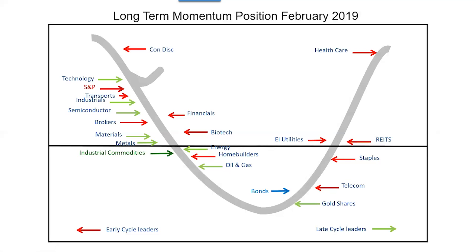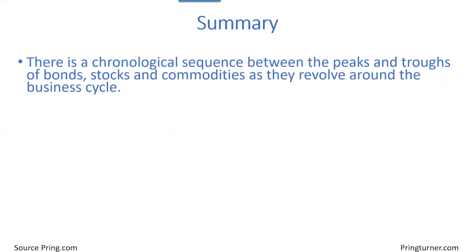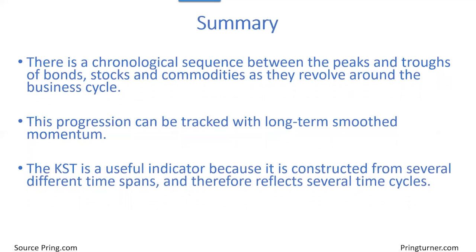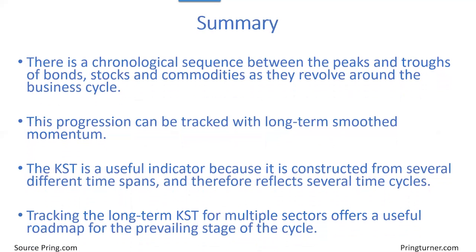Yeah, absolutely. So let me just wrap up here. There's a chronological sequence between the peaks and troughs of bonds, stocks and commodities as they revolve around a business cycle. And this progression can be tracked with long-term smooth momentum. KST is a useful indicator because it's constructed from several different time spans and therefore reflects several different time cycles. Tracking the long-term KST for multiple sectors offers a useful roadmap for the prevailing stage of the cycle. So that completes what I have to say, Bruce.